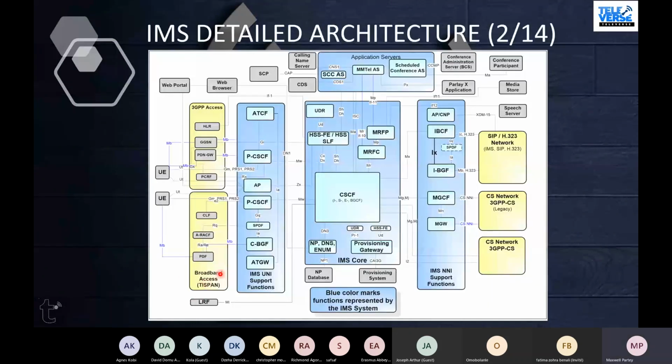Okay, so let me go back to this. We have the CBGF, the BGF, which was explained, right? We have two types. We have the one that exists on the UNI plane. The UNI is the part that connects to the access network. Then we have the part which also connects to the NNI.